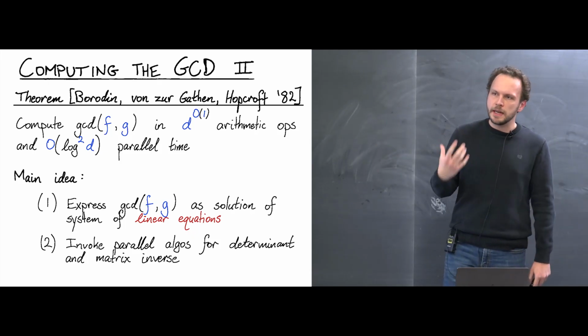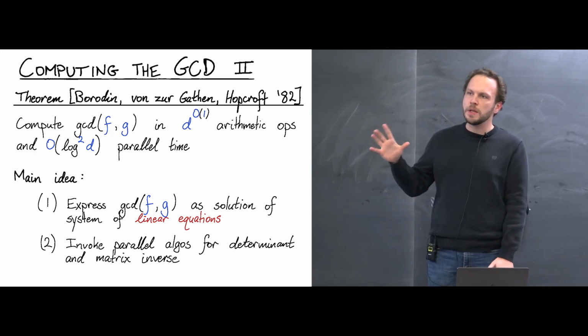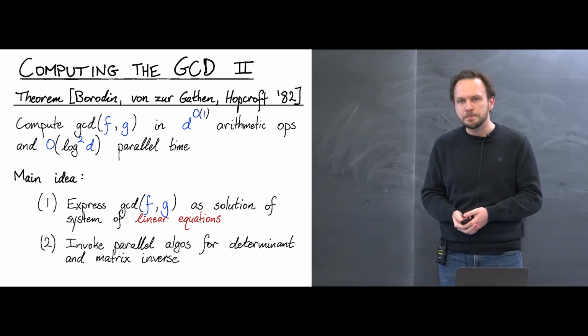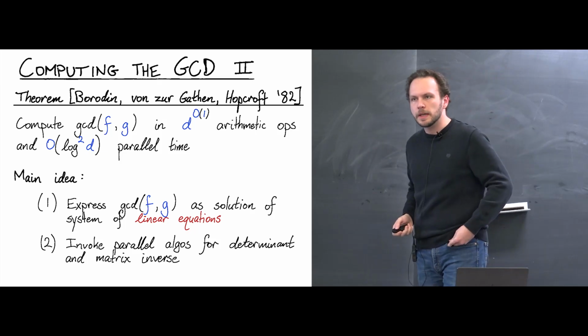There are other problems within algebra where you can do similar looking reductions to linear algebra. So this is a common design technique for finding parallel algorithms for algebra problems. If you haven't seen this before, I want to give you some idea of what this reduction looks like.